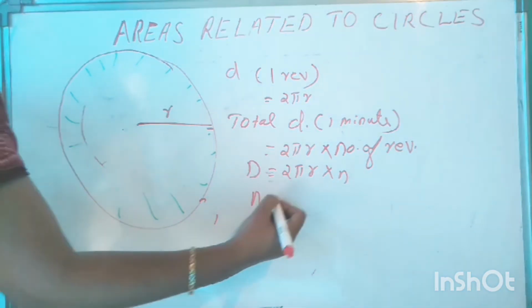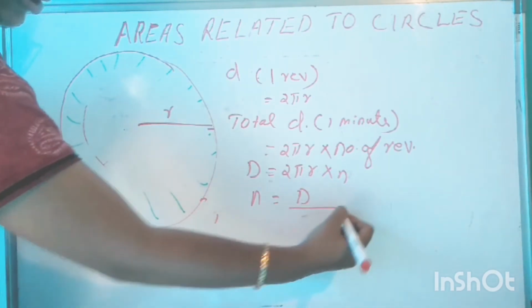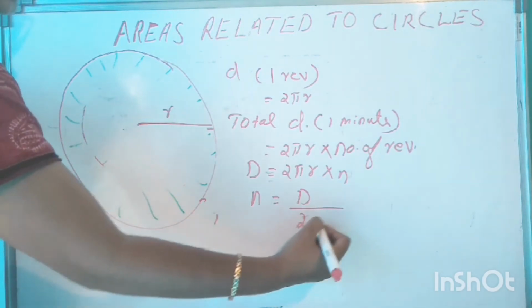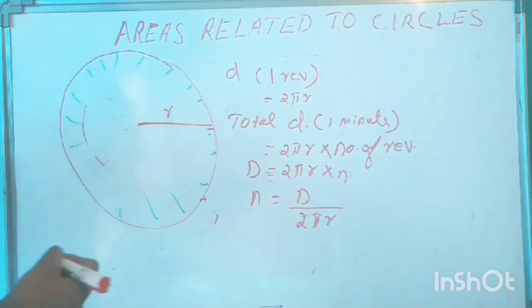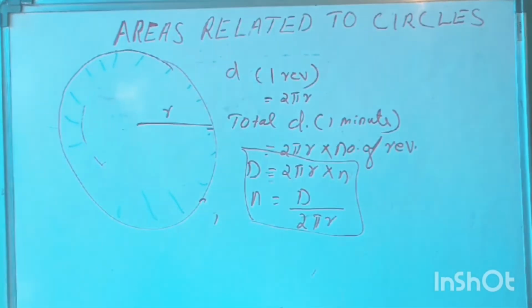From this we will get number of revolutions is equal to total distance covered by the wheel in 1 minute divided by 2 pi r. We will use these two pieces of information. Distance covered by a wheel in 1 minute is equal to perimeter of the wheel into number of revolutions. And number of revolutions is equal to total distance covered by the wheel in 1 minute divided by perimeter of the circle.